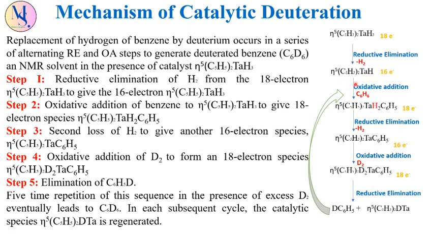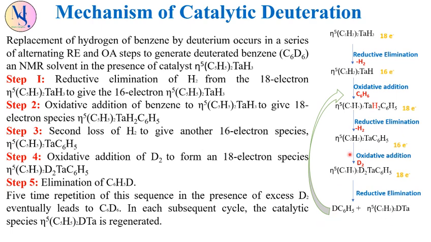In the second step, this complex undergoes oxidative addition, which involves the addition of benzene in order to generate 18 electron species. In the third step, this compound undergoes reductive elimination by removal of hydrogen in order to create a space for the incoming deuterium molecule, which is added in the next step of oxidative addition. In the next step, which is the final step of the first cycle of deuteration, that is reductive elimination, which produces monodeuterated benzene and a deuterated catalyst.